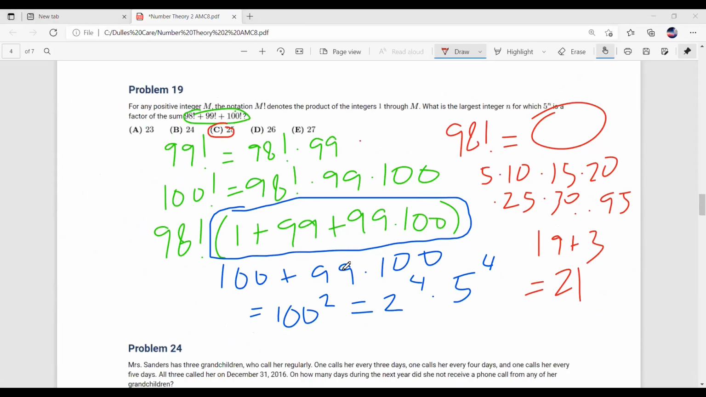Oh, why add 4? Because in the right hand part, right? We get 1 plus 99 times 100, that's equal to 100 squared. 100 squared is equal to 2 to the 4th times 5 to the 4th.